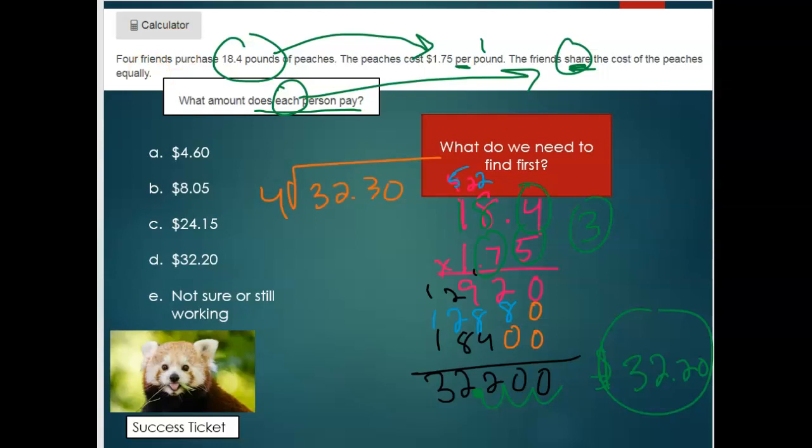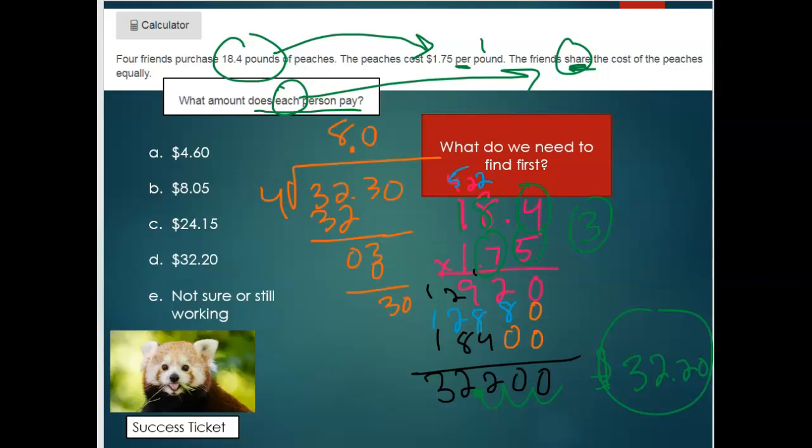4 fits into 32 8 times. 8 times 4 is 32. Put the decimal point right there. 4 does not fit into 3 here. 0 times 4, 0. 3, 0. 4 fits into 30. How many times does 4 fit into 30?